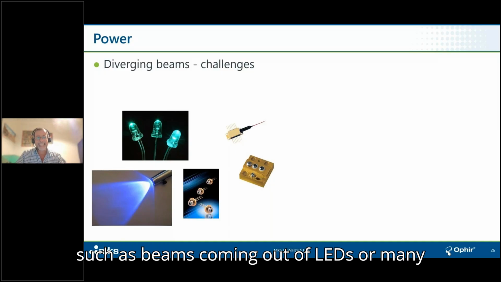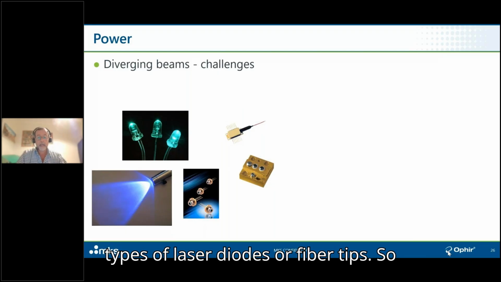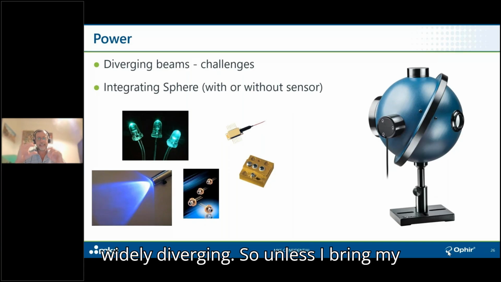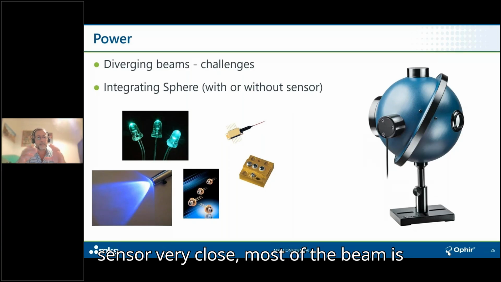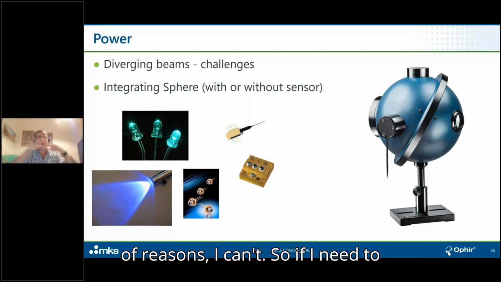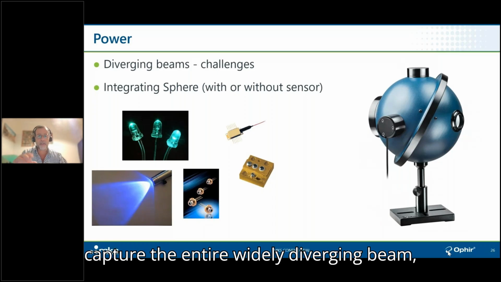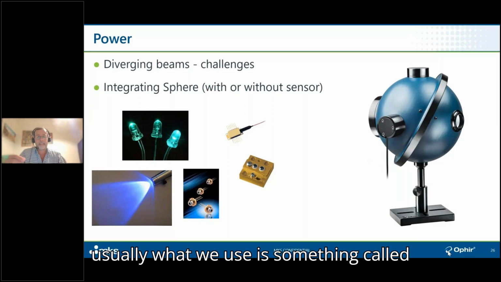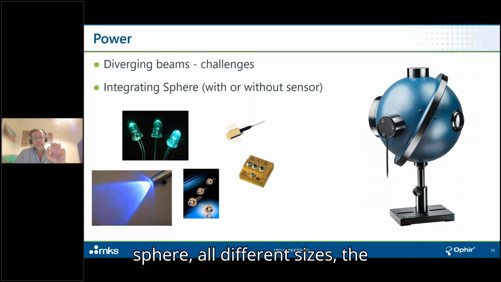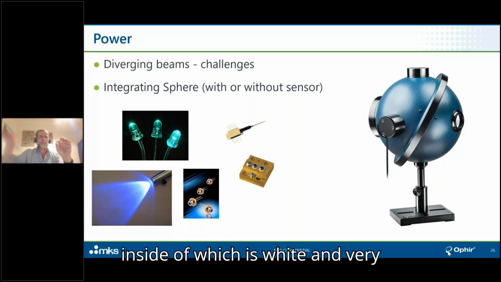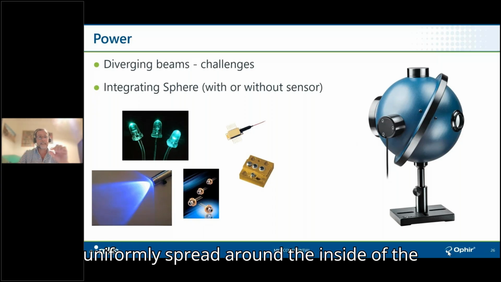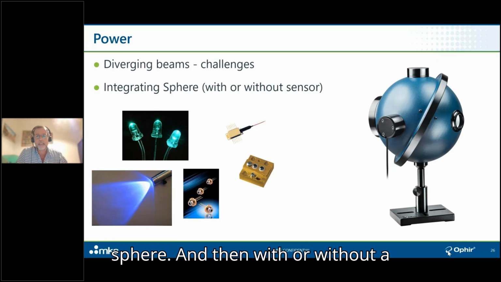So if I need to capture the entire widely diverging beam, usually what we use is something called an integrating sphere, which is a hollow sphere, all different sizes, the inside of which is white and very diffuse and very reflective. So the beam comes in and then gets mishmashed and uniformly spread around the inside of the sphere. And then with or without a built-in sensor, in this case, you can see that there is a sensor there, the sensor sees a sample of the beam, but because the beam's been uniformly mishmashed around, that sample is a good representation of the total power that's going on inside the sphere, and we can do a measurement that way.